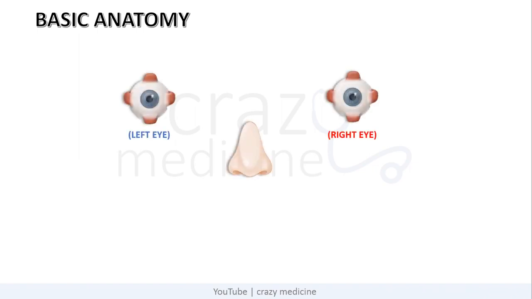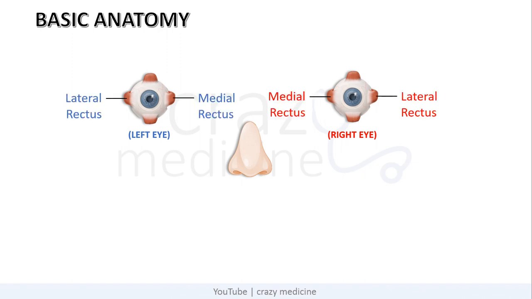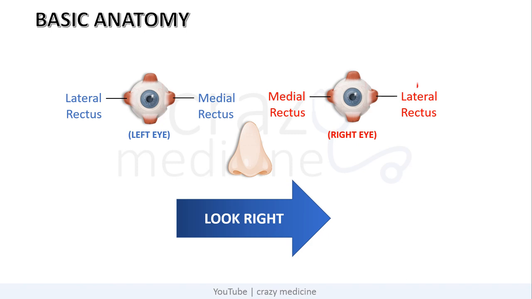First of all, we must know basic anatomy for detailed understanding. We have certain extraocular muscles in the eye including recti, obliques and levator palpebrae superioris. But here we are mainly concerned with horizontal movement of the eye, which is done by the medial rectus and lateral rectus of each eye. Let us learn with the help of an example. In order to look right, we must use the lateral rectus of the right side, which will cause abduction of the right eye, and the medial rectus of the left eye, which will cause adduction of the left eye.